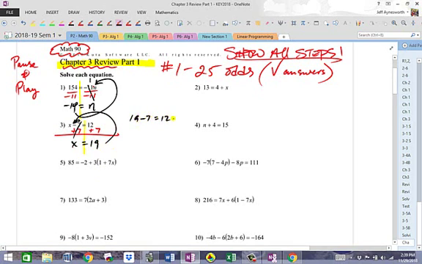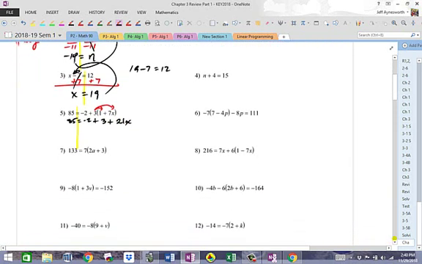Makes sense. Now the next one's a little bit more challenging. The first thing we need to do is distribute through the 3. Right here, you got 85 equals negative 2 plus 3 times this quantity here, and you want to distribute through and clear the parentheses. So you get 85 is equal to negative 2 plus 3, 3 times 1 is 3, plus 21x. 3 times 7x is 21x.